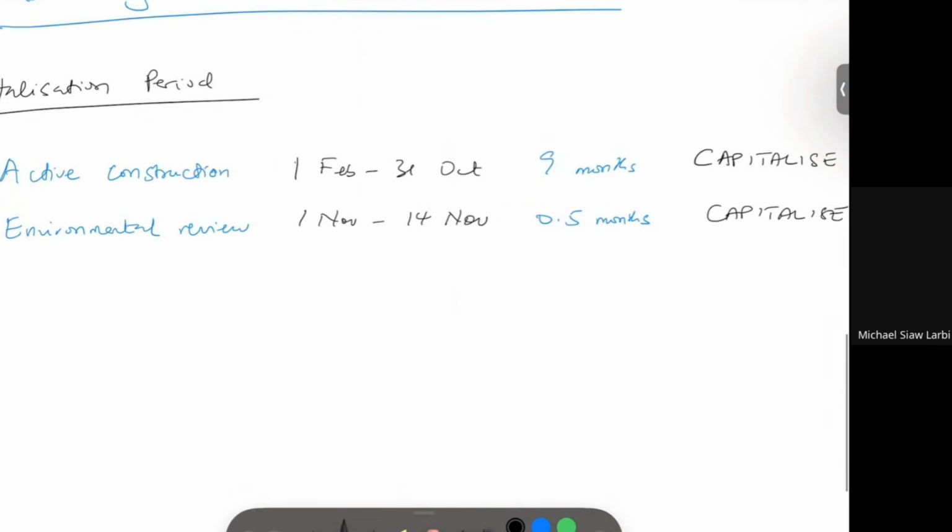Then the other one was a strike action. The strike was abnormal. It's an abnormal activity. So for that, you suspend capitalization. From the question, that was from 15th November to 30th November, which is also half a month.